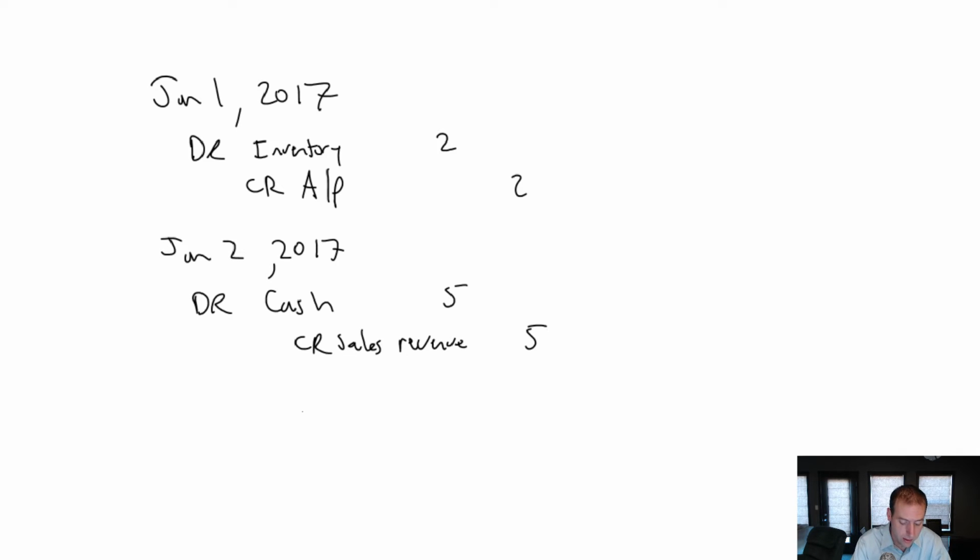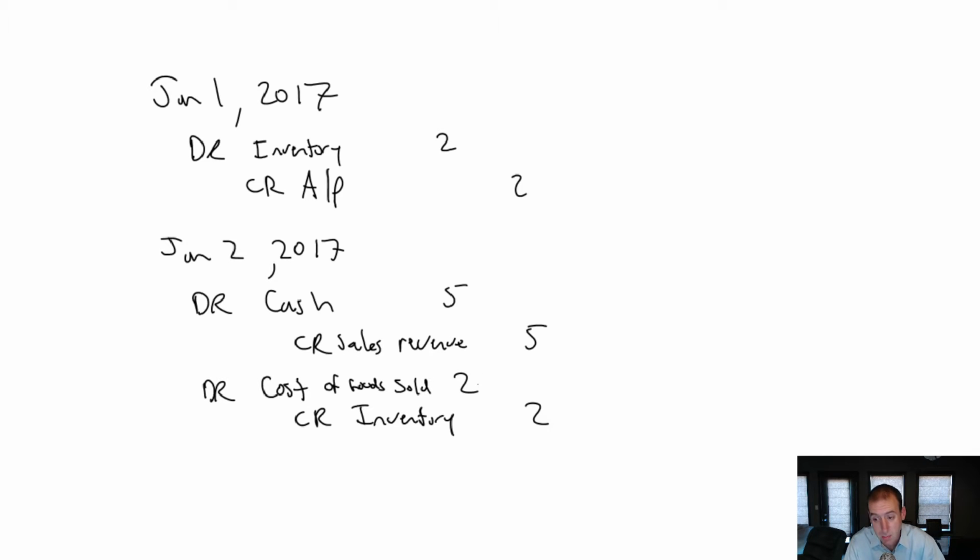But the other thing that happens is you walk out of the store with some of their inventory. So credit inventory, $2, and debit this account called cost of goods sold. And we've talked about this account before. This is an expense account, and it's a special expense account because it doesn't have the word expense in it, but it's one that as an investor, a shareholder, or a company owner, you'd be very interested in.